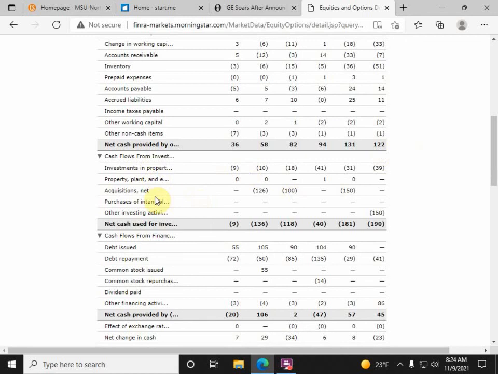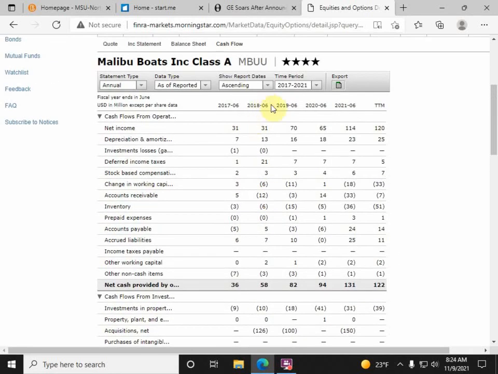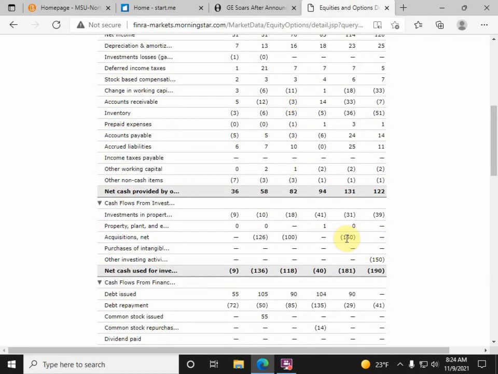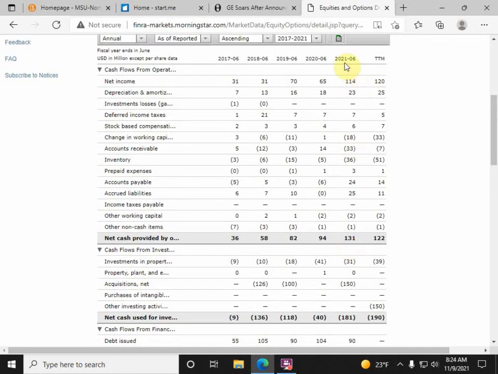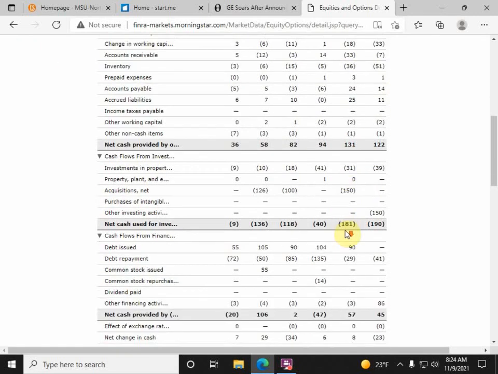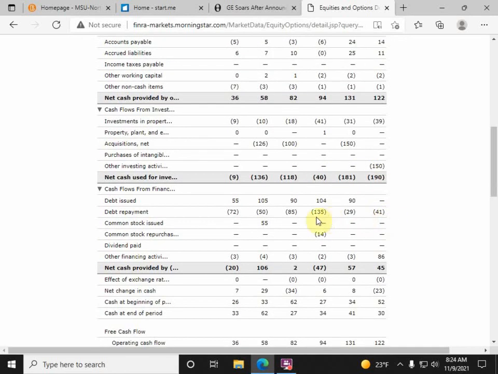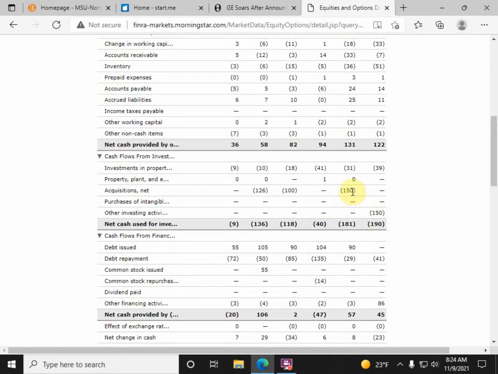Investments in property, ooh, acquisitions. They actually had a couple of smaller acquisitions in 2018 and 2019. And then a decent sized one here in 2021. Okay, so they had a nice sized acquisition there in 2021. And so that's what we kind of need to take a look at, right? Other investing activity, that's kind of interesting too. Acquisitions, net.